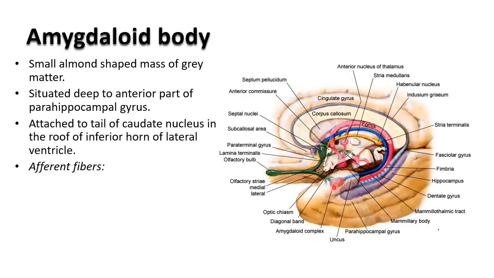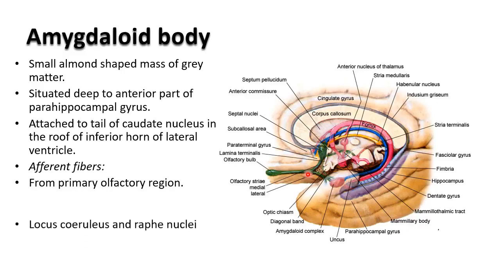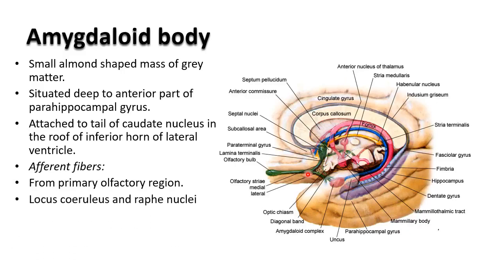Now the afferent fibers, mainly the afferent fibers, you are able to see from your olfactory bulb, olfactory tract, medial and lateral olfactory striae. So afferent fibers are mainly from your olfactory tract or primary olfactory region. Okay, then what else? From the locus ceruleus, it mainly receives noradrenergic fibers. Okay, and serotonergic fibers from the raphe nuclei, reticular formation.